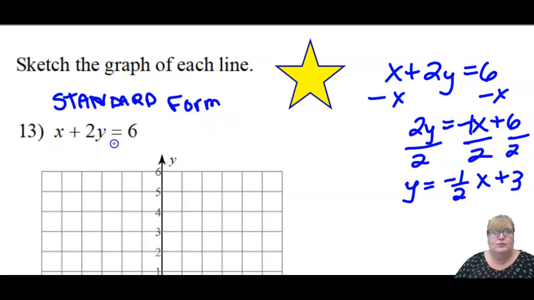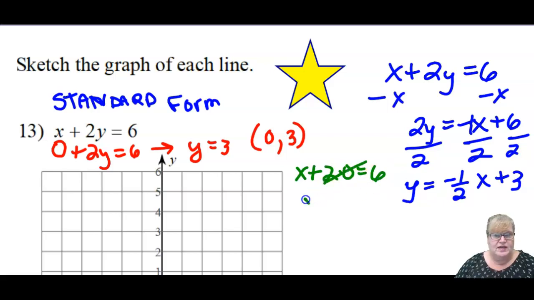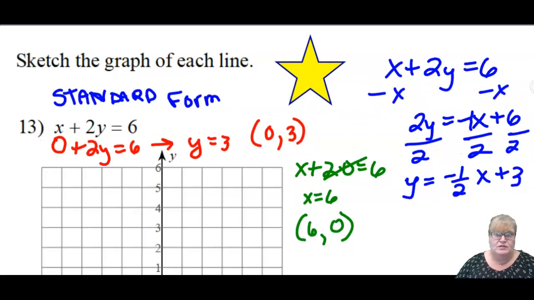I would like you in Precalc to be able to do standard form by finding the intercepts. That means you're going to put a 0 in for x, and then it will just say 2y equals 6, which would mean y equals 3. So when you put a 0 in, you got out a 3. If you put the 0 in for y, this would be 0, so it would just say x equals 6. So 6 came out for x when y was 0. Now you can plot those 2 points, and you didn't have to rearrange the equation.